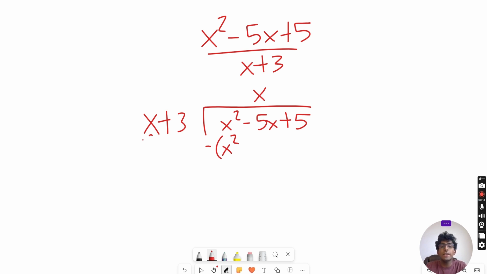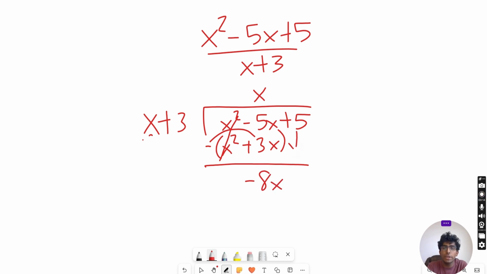But now we're going to do the same thing with 3, right? 3 times x is going to be 3x. We're not doing x squared divided by 3 because you can't do that. So you're taking the second term in the binomial and multiplying it times that quotient x on the top. So 3 times x is 3x. Now we're subtracting what we got here. So x squared minus x squared is going to cancel. We have negative 5x minus 3x because this minus is being distributed in. And we're going to get minus 8x. And we're going to bring down this plus 5.